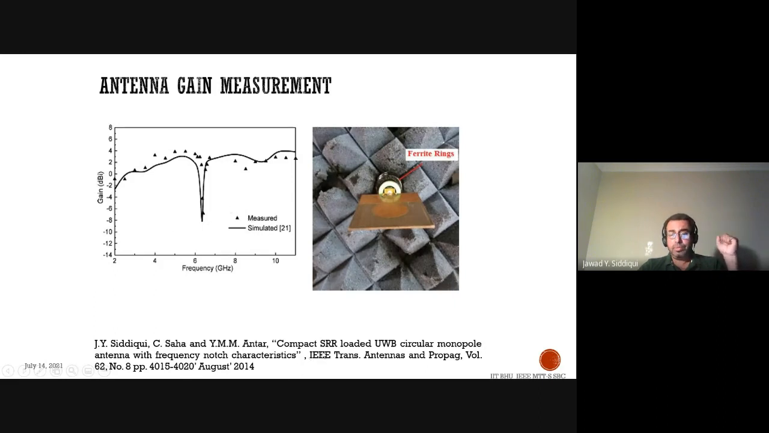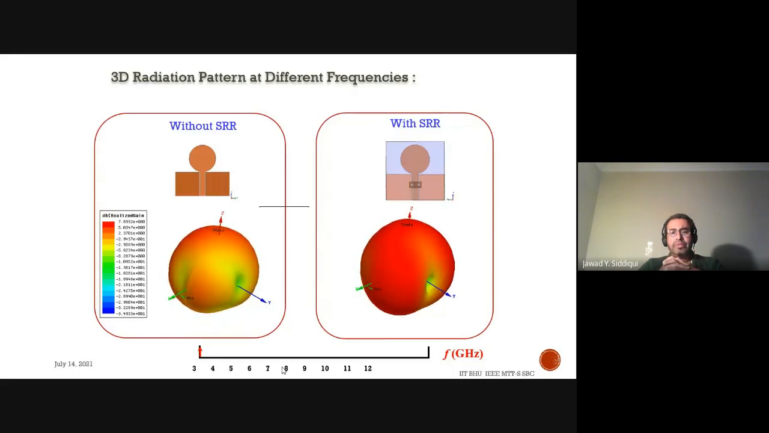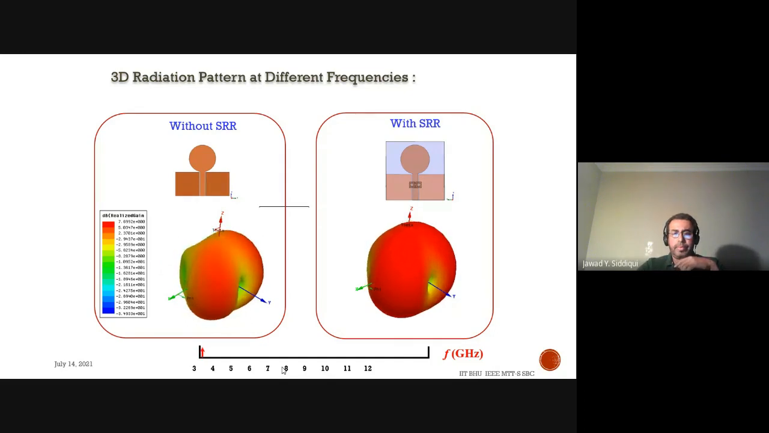And this work was published in Transactions in 2014, and it has been cited almost 190 times in the last 7 years. So you can see this is a 3D radiation pattern at different frequencies, as you can see, as it comes to 6 for our desired frequency. It provides a notch at that frequency.